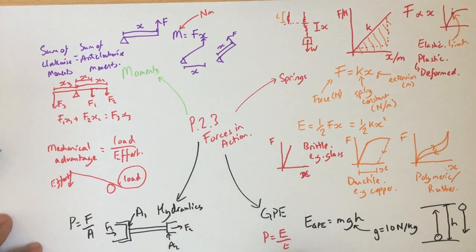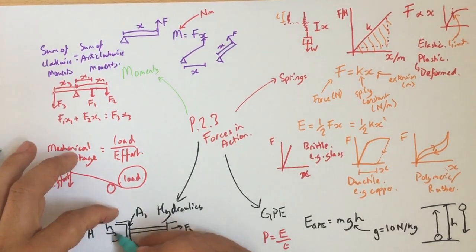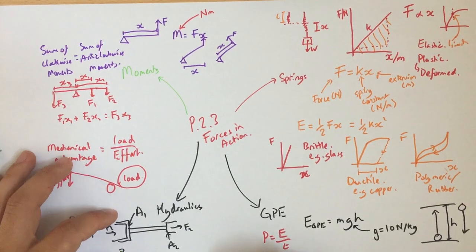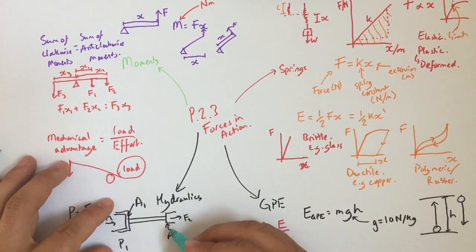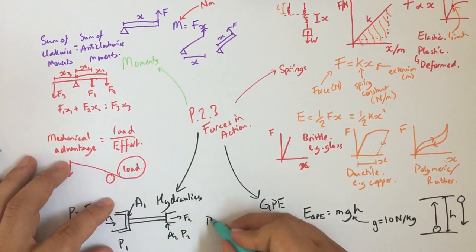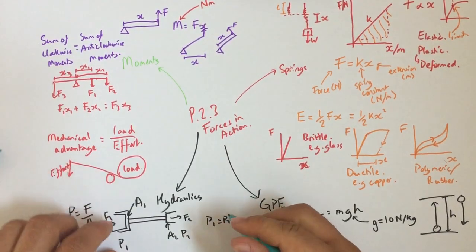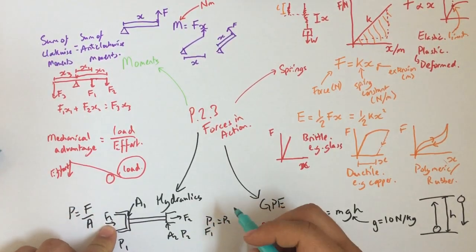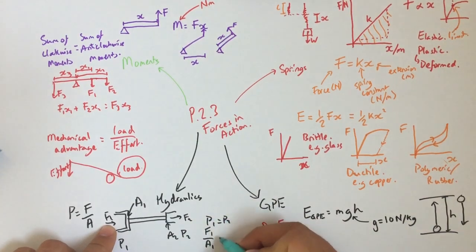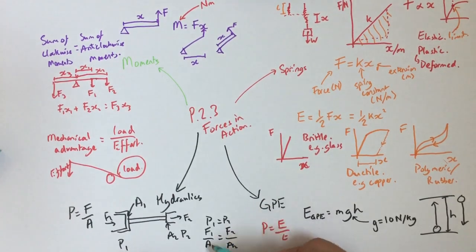Now, because fluids can't be compressed, the pressure here at point 1 and the pressure here at point 2 have to be equal to each other. And so what that means is force 1 over area 1 will be equal to force 2 over area 2. And so I can rearrange that again to work out the final force that's transmitted by my hydraulic system, or to work out the area. So I can rearrange this equation accordingly. That's all that we need to really know about hydraulics.